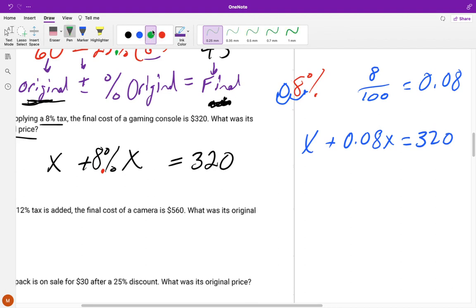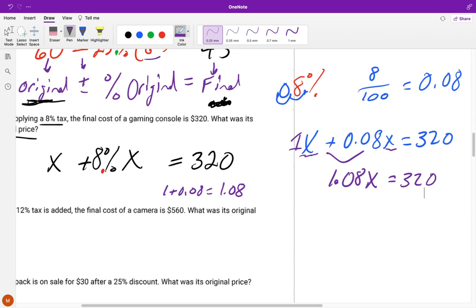As we discussed in class, when we have these numbers in front of our variables, it tells us how many of them we have. And since these are the exact same variable, we can add them. And the number in front of this X is understood to be a 1. So 1 plus 0.08 is equal to 1.08. So this combines to give me 1.08X, because both of those were being multiplied to that unknown original amount. So it still is being multiplied to that. And now it's equal to 320.